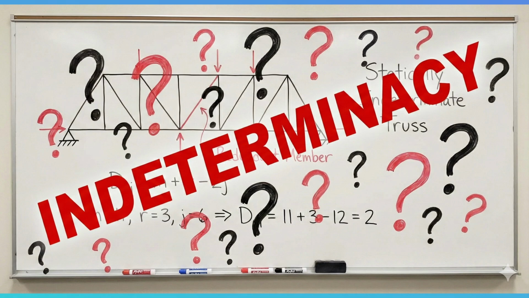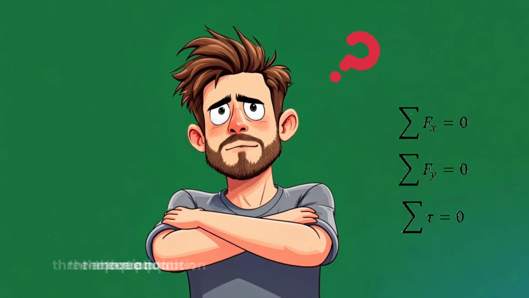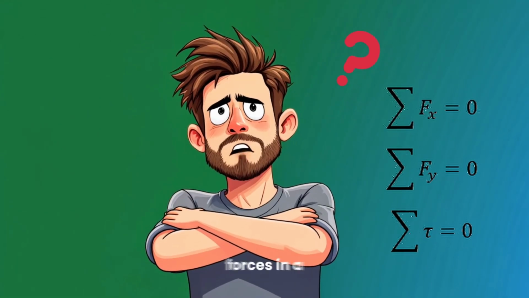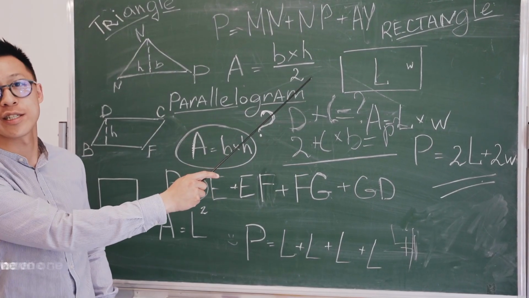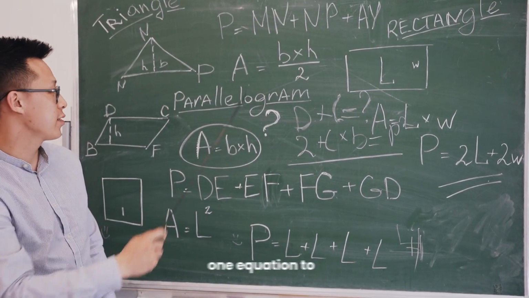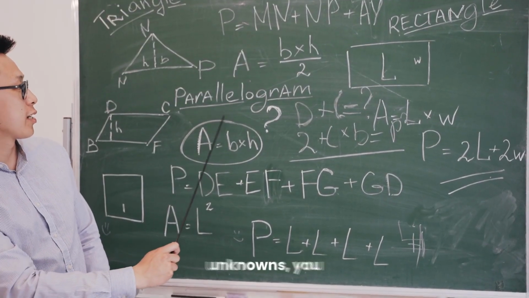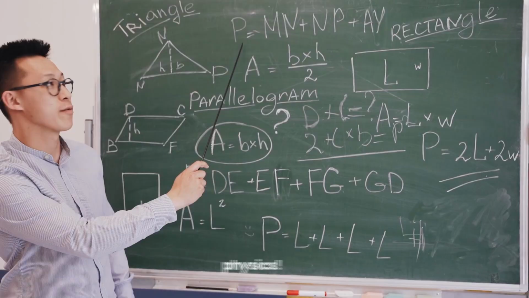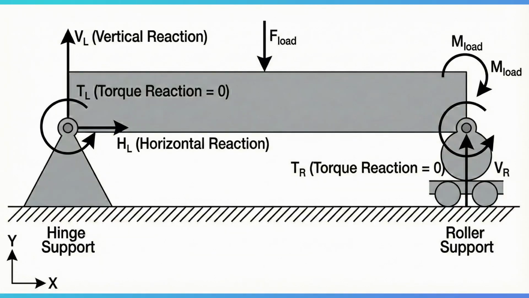Now, determinacy. Can we solve the problem? This is the final clever part. We can use our three-equation toolkit to see if we have enough information to find the unknown forces in a problem. In math class, if you have one unknown, you need one equation to solve it. If you have two unknowns, you need two equations. It's the same in physics. Our unknowns are the support forces, which we call reaction forces.